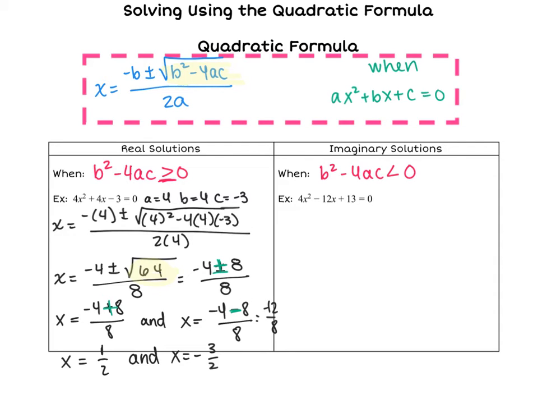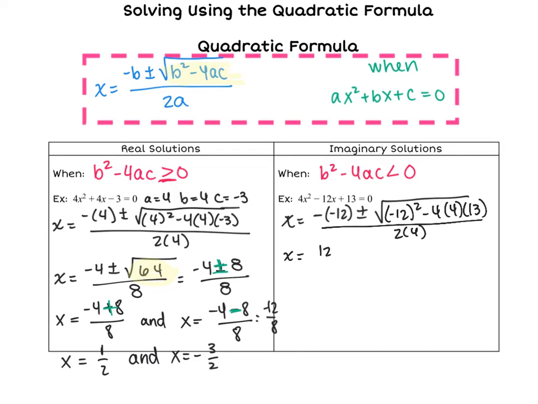Now let's consider another example, and this one we should get imaginary solutions. So let's plug in. We have x equals negative, my b is negative 12. As you can see, it can already help us to have parentheses since we're dealing with two negatives here. Then we have plus or minus the square root of b squared, which is negative 12 squared, minus 4 times a, which is 4, times c, which is 13, all of it divided by 2 times 4. Now we simplify this and we get 12 plus or minus the square root of negative 64, over 8.